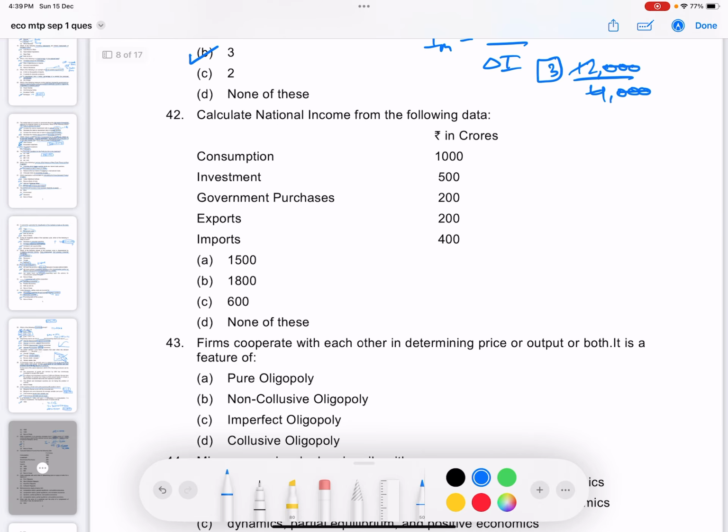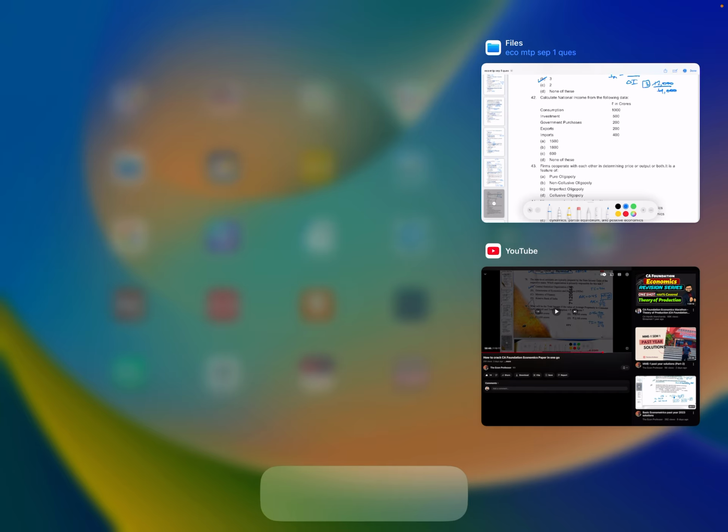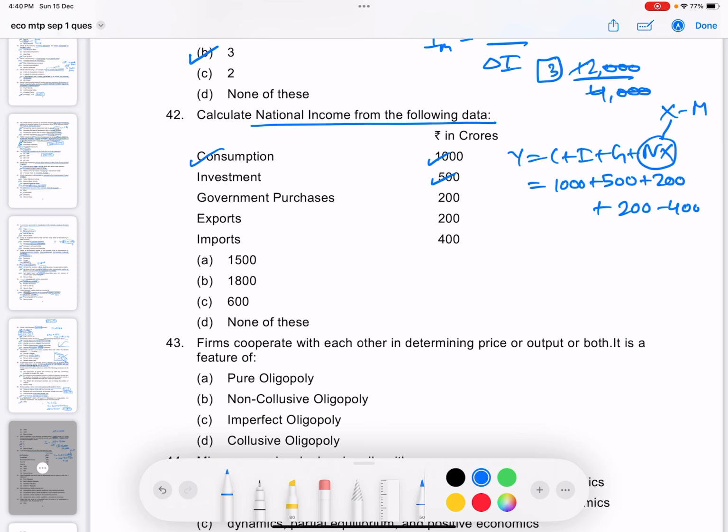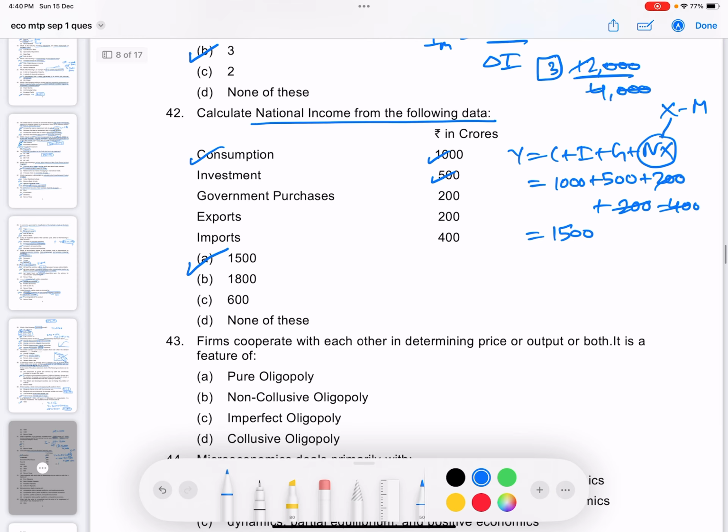Okay, calculate national income from the following data. Y equals to C plus I plus G plus NX. So this is 1000 plus 500. G is 200. Plus net exports is exports minus imports. So plus 200 minus 400. So this cancels out. So this is 1500. This is also quite easy.